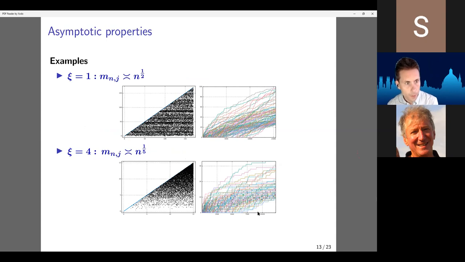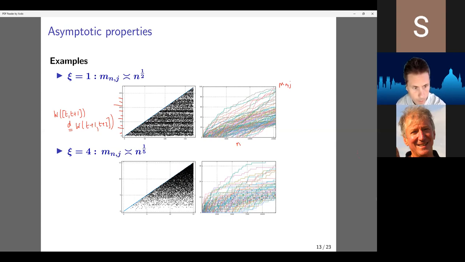So here are some examples. If you take xi equal to 1, in this case alpha is just the Lebesgue measure. And so if you take your CRM W on the interval t plus 1, it's equal in distribution to W on t plus 1, t plus 2. And so here it's a realization from the point process. In this case, M_n,j increases as the square root of n, and here I've represented, as a function of n, some of the cluster sizes from this model.